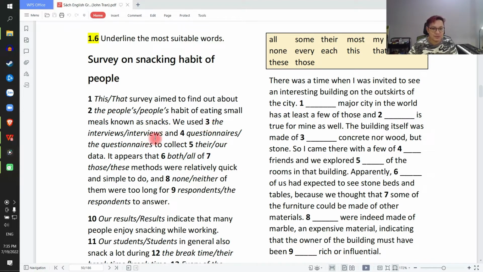We use interviews and questionnaires to collect their data. It appears that both of these methods were relatively quick and simple to do. Relatively quick, relatively quick and simple to do. And neither of them were too long for respondents to answer.